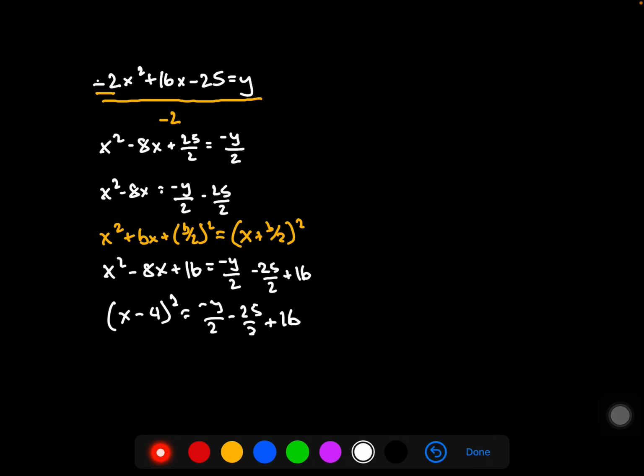Now I could combine like terms by getting a common denominator between 25 halves and 16. But instead I'm just going to move this stuff over to the left for now, and then see where I can get from there. So you're going to get x minus 4 squared. Change the sign here from a subtraction to addition, plus 25 over 2. Change the other sign to negative, minus 16, is equal to negative y over 2.